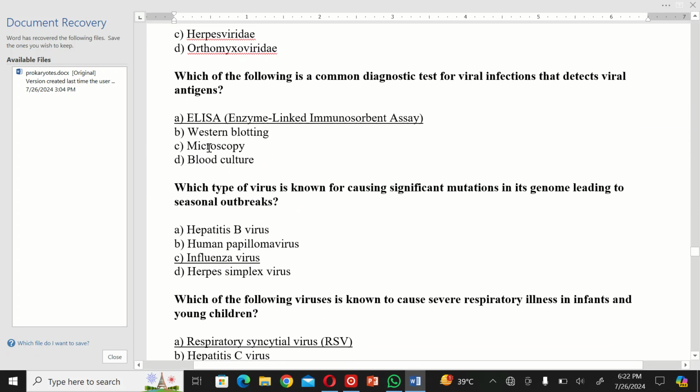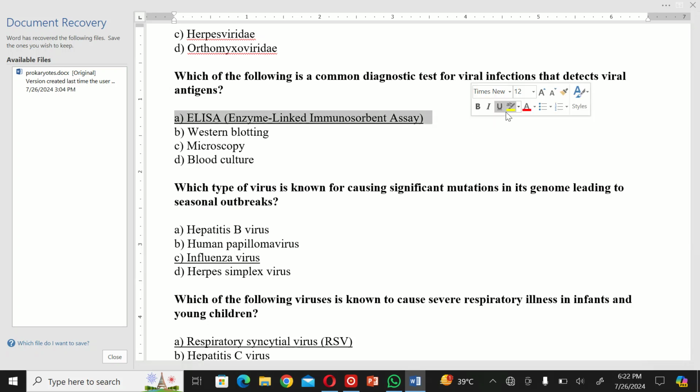The next MCQ is: which of the following is a common diagnostic test for viral infections that detects viral antigen? A. ELISA. B. Western blotting. C. Microscopy. D. Blood culture. So the correct option is A.